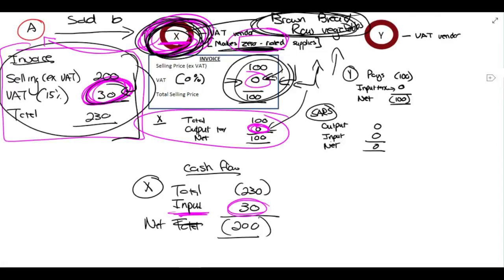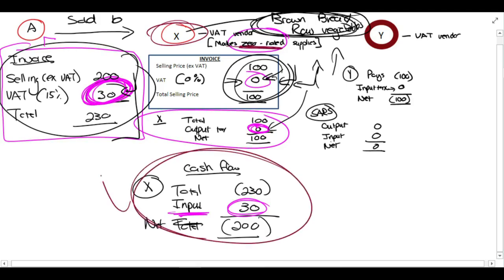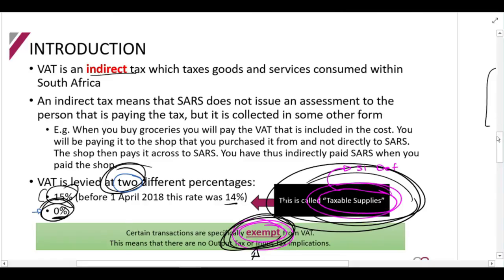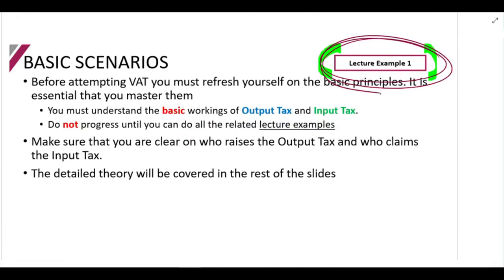But if I take you to the previous one, it's a bit of a mess here now, but if you make zero-rated supplies, so in this case, X made zero-rated supplies, then you can claim that VAT. That is the big difference. And that, guys, covers the basics around VAT. You need to understand this quite well in order to progress. And again, if you haven't yet done it, please go and test that you understand this well in lecture example 1 before moving on. Don't move on until you are certain that you know this.